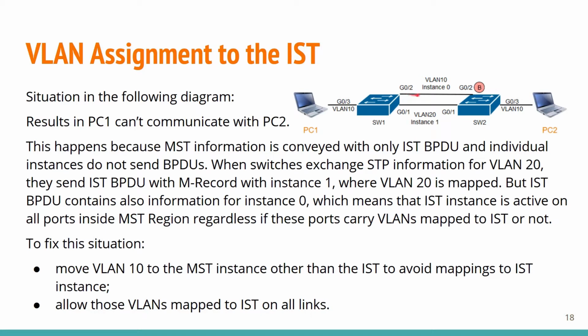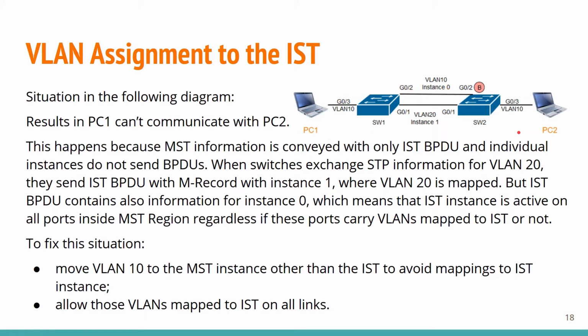So in this situation we have these ports in VLAN 10 and these ports in VLAN 20, and because VLAN 10 is mapped to instance 0 and instance 0 is present on all ports regardless of VLANs mapped to IST, this switch SW2 blocks the G02 port because SW1 is the root bridge, and SW2 blocks a port which receives BPDUs with higher port number. G02 has higher port number, so this switch blocks the G02 interface. And this situation results in PC1 not being able to communicate with PC2.